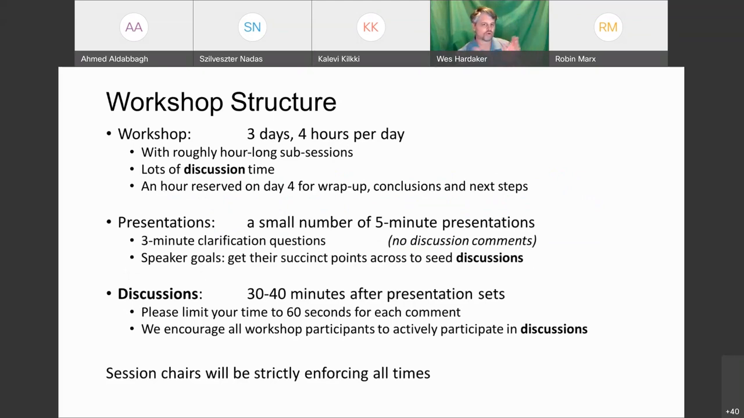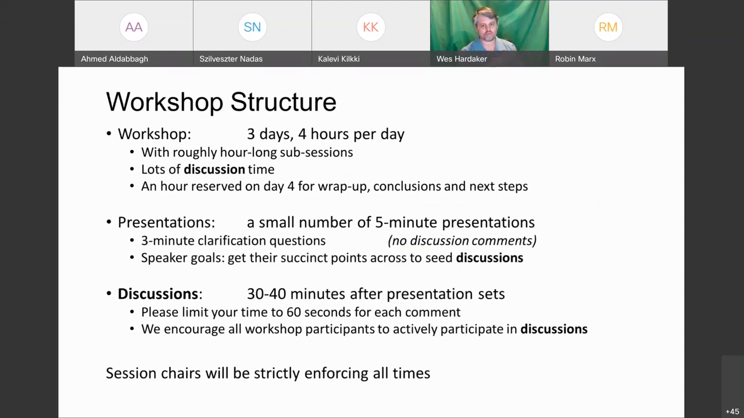The structure of the workshop, which I'll go over really briefly: we have a three-day workshop scheduled over the next 3 days. It's 4 hours per day. We have roughly hour-long sub-sessions, which is how the chairs and the program committee divided things up, with discussion time in each of them.